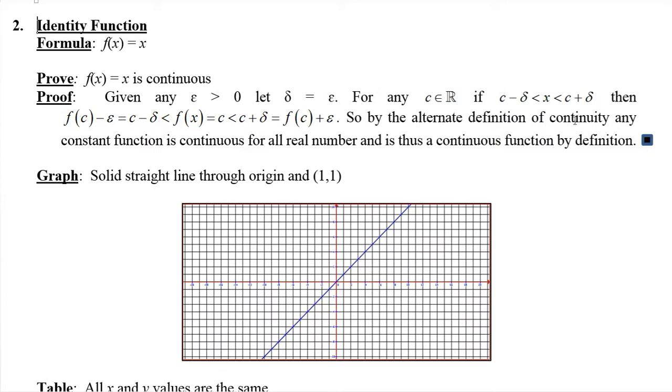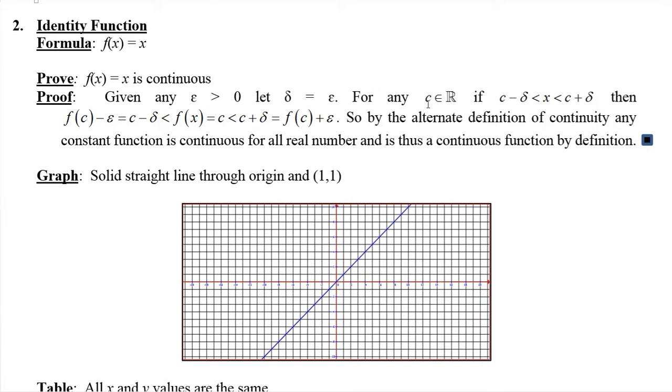So the alternate definition of continuity says that if you can get f of x between f of c minus epsilon and f of c plus epsilon for all x's that are between c minus delta and c plus delta, then you prove that it's continuous there.